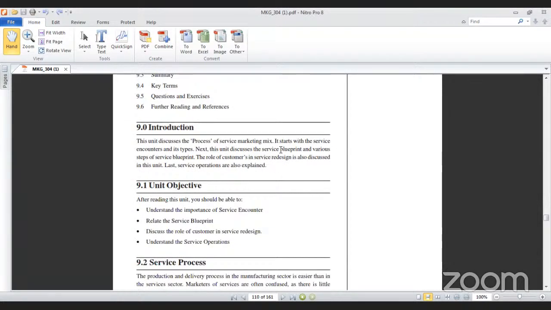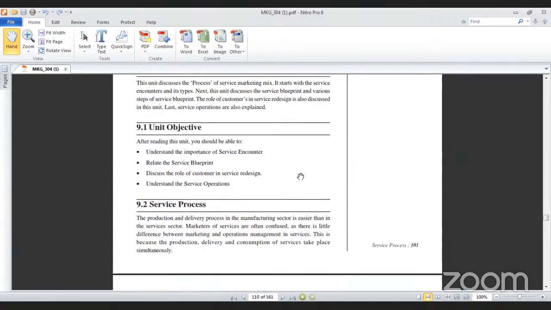This unit discusses the process of service marketing. It starts with the service encounters and its types. Next, this unit discusses the service blueprint and various types of service blueprint. The role of customers in service redesign is also discussed in this unit. Lastly, service operations are also explained.